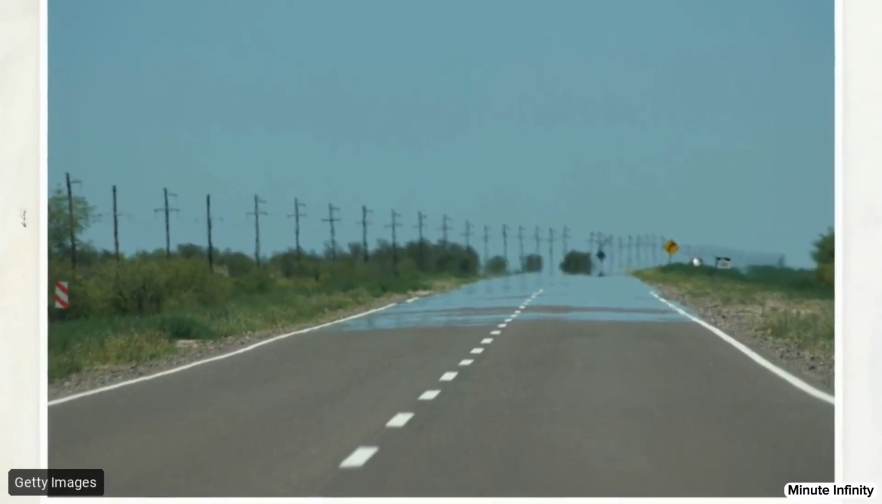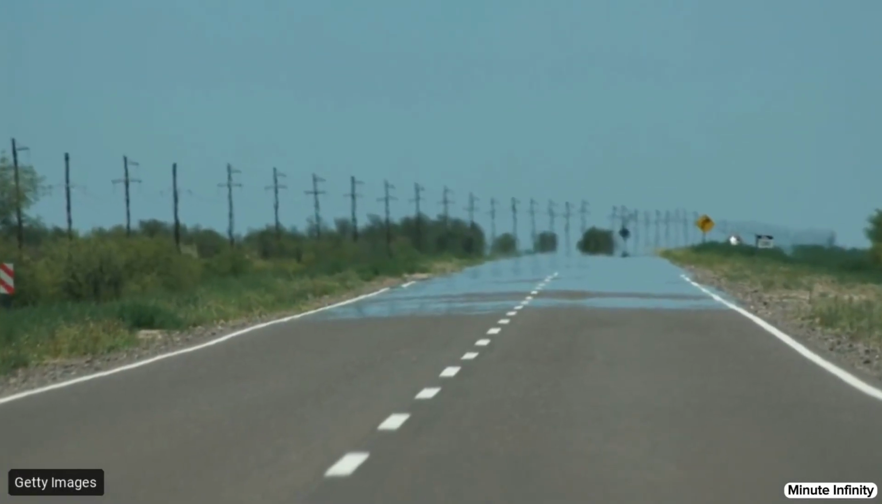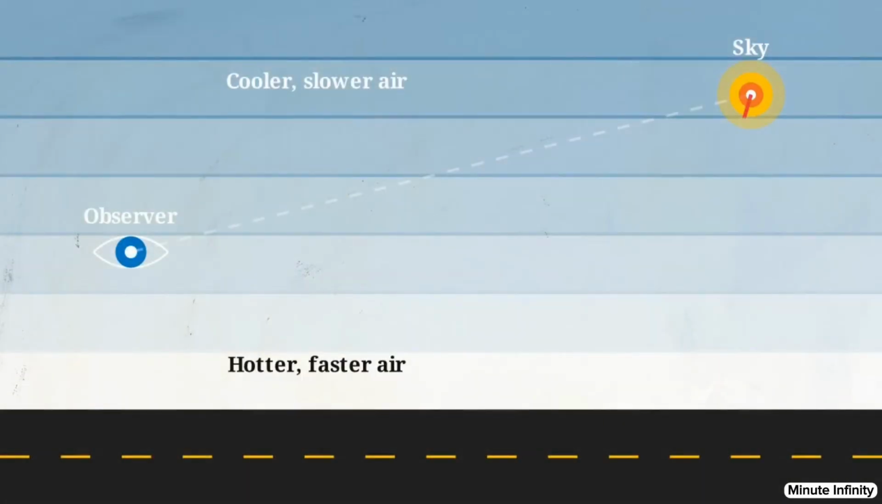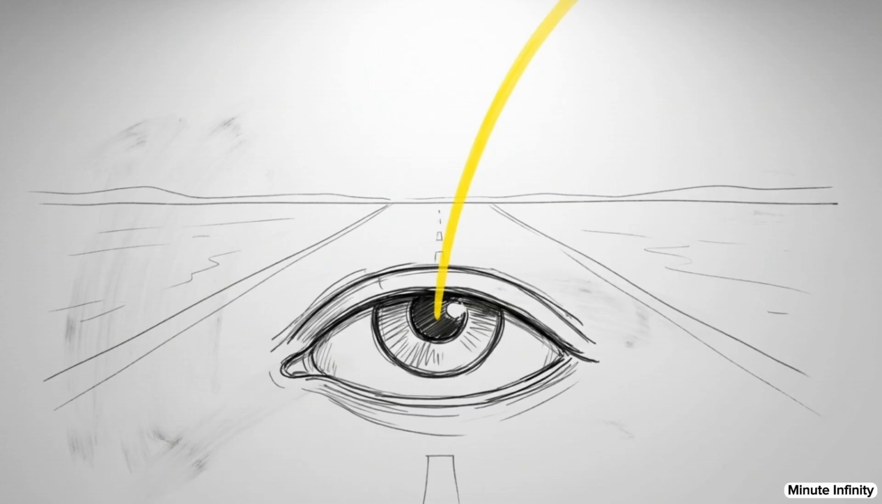Look at the puddle of water on this long road. That is a mirage. Light from the sky curves upward before hitting the hot asphalt, because the hotter, thinner air near the road allows it to travel faster. Curving through that fast air minimizes its total time to your eye.